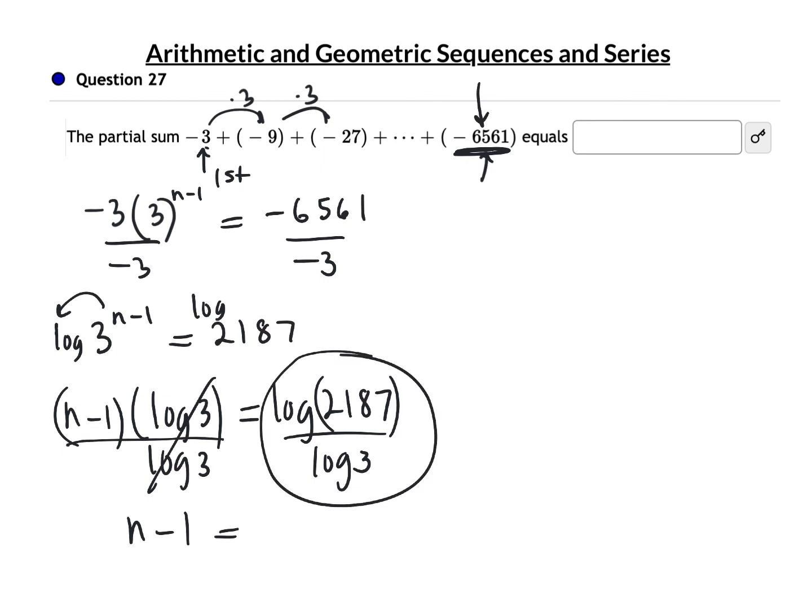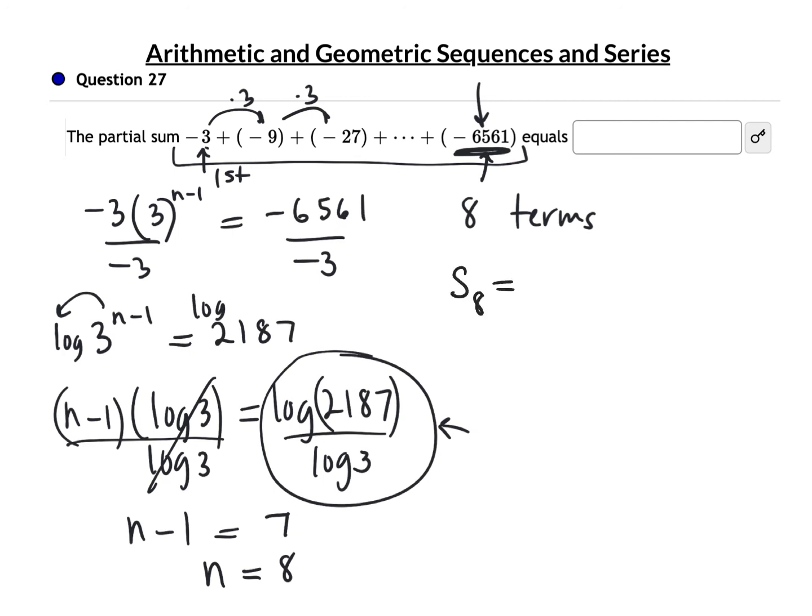And let's plug that in the calculator. This in the calculator ends up being 7. I'll add 1 to both sides, and n equals 8. There are 8 terms in this sequence. Plug this into the formula.